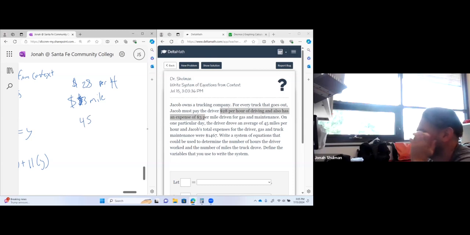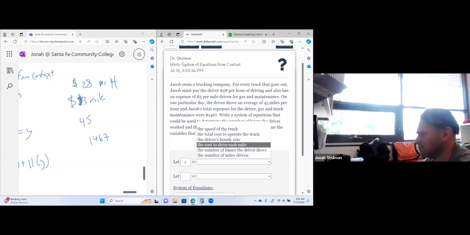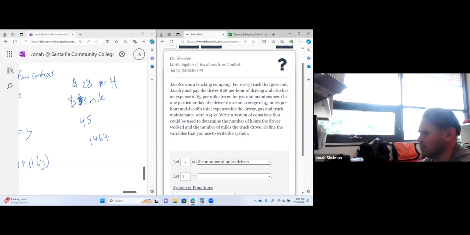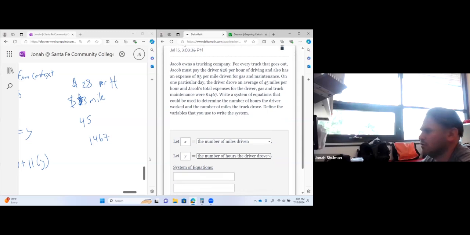The expenses were 1467. Okay, so we'll make X equal the number of miles, and Y the number of hours. Oh, so X is the number of miles driven, and Y is the number of hours the driver drove. So the first one, to get the 1467, it's going to be the money.